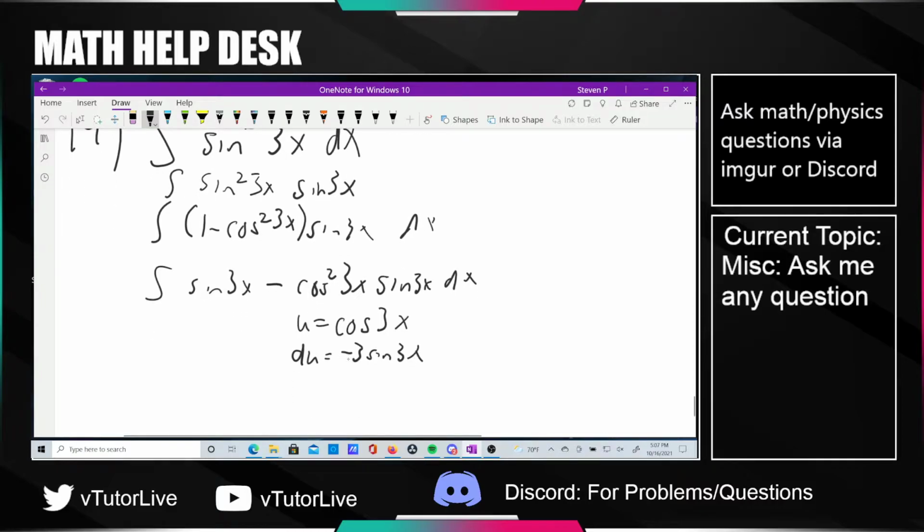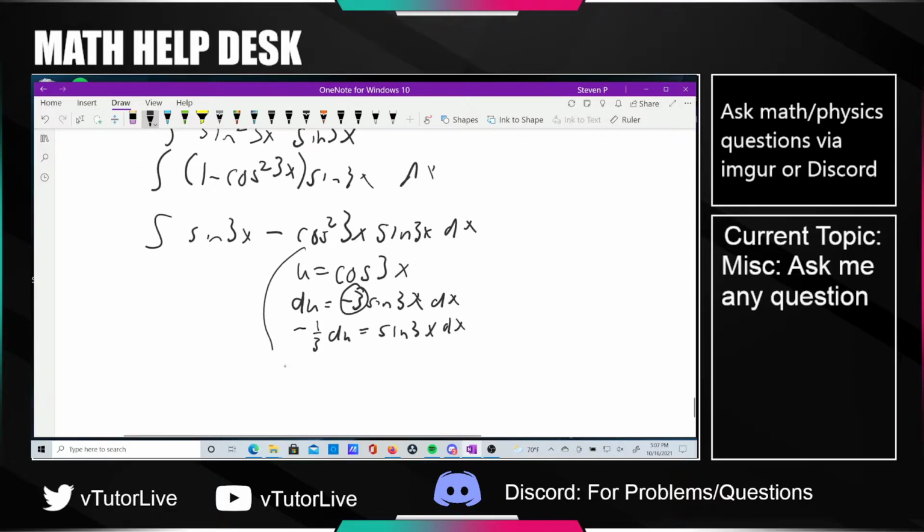You can always manipulate these constants around as need be, but this is basically saying minus 1/3 du is equal to sine of 3x dx, right? So just to give you a quick idea, this part of the integral, the nastier part, turns into minus 1/3, what is this? Basically u squared du, right?